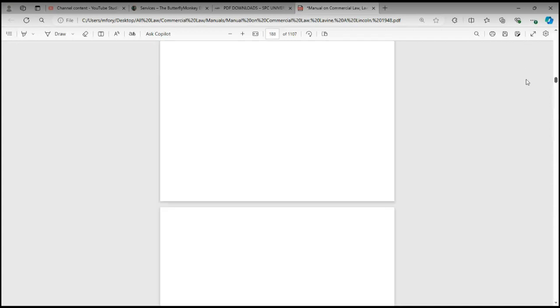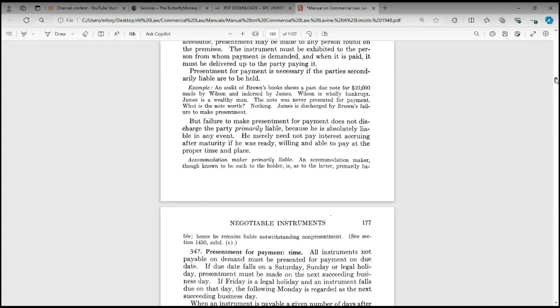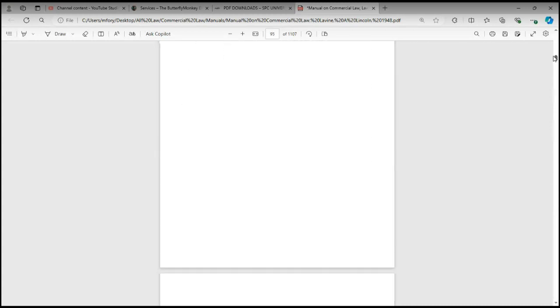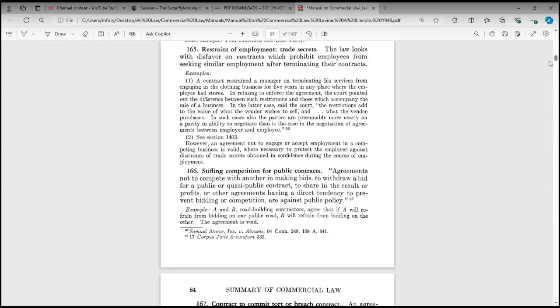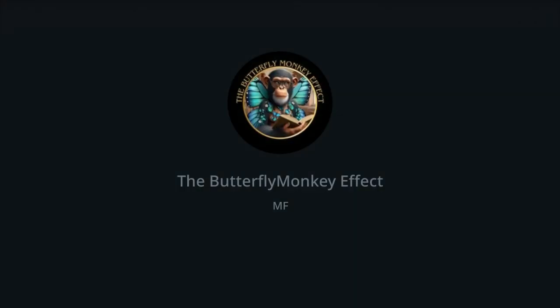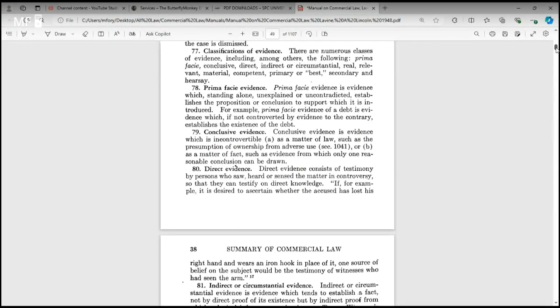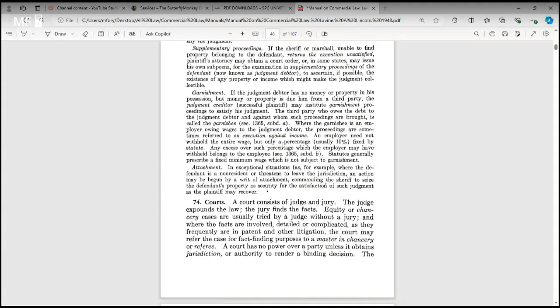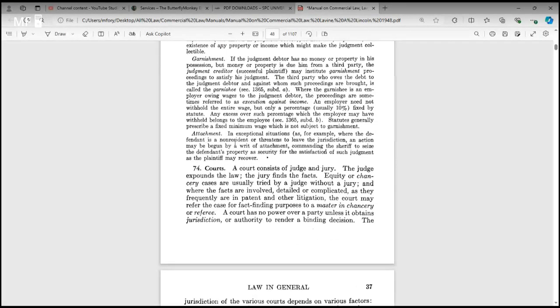Let's see where I was at. I was like on 73 or something. Right here, garnishment. So the next one is attachment.